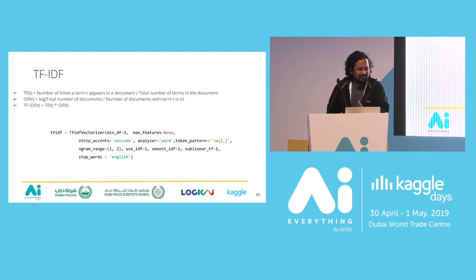The number of times a term T appears in a document divided by the total number of terms in the document, that's your term frequency. And the logarithm of number of documents divided by number of documents with the term T in it, that's your IDF. You multiply them, you get TF-IDF. Very good, works. This is from scikit-learn. I always use these parameters. I mean, I start with these parameters because they just work out of the box. Probably you need to change stop words if you have some other language, or don't use stop words at all.